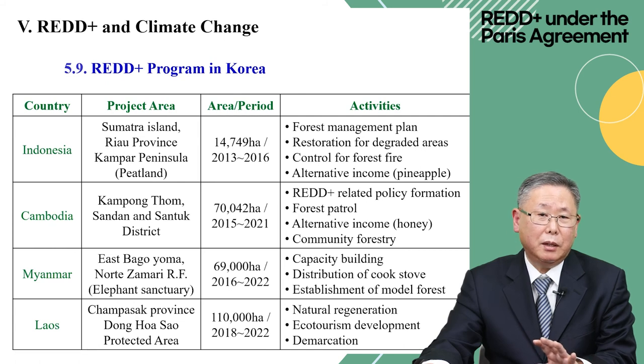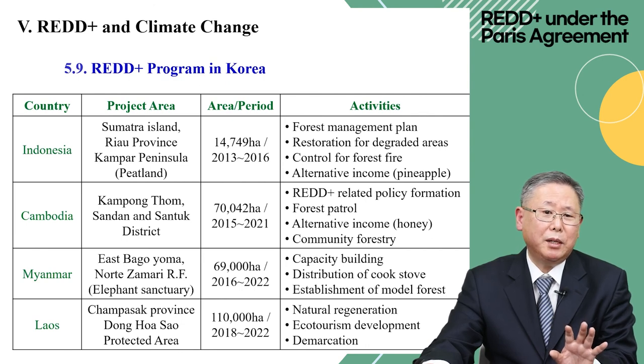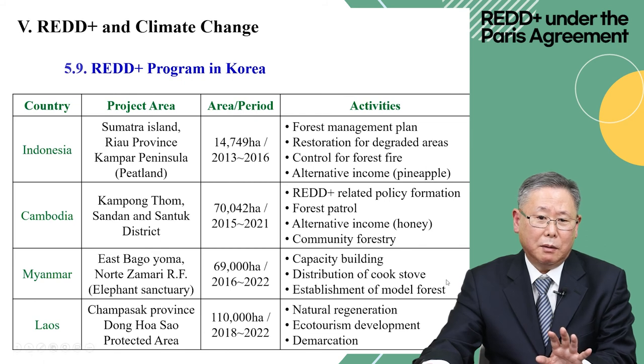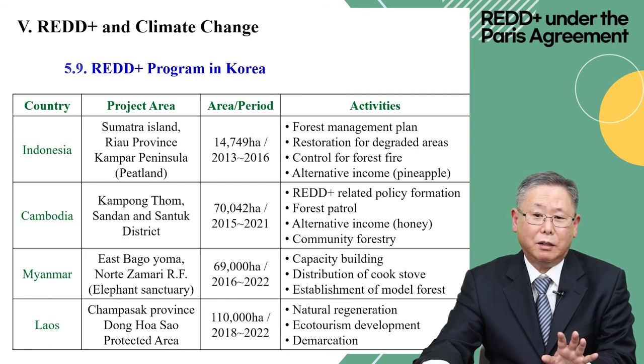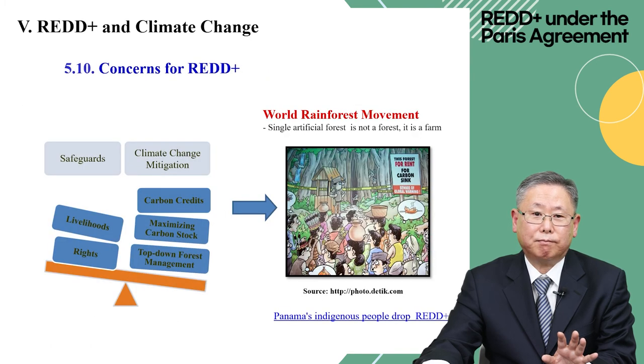There are REDD programs in Korea, Indonesia, Cambodia, Myanmar, and Laos. The Cambodia case is a good, simple pilot case: Kampong Thom, 2015 to 2021, 70,000 hectares. We provided the stakeholders, the villages, with an alternative income source, honey, and also supported the community forest. So we saved almost 600,000 tons of CO2.